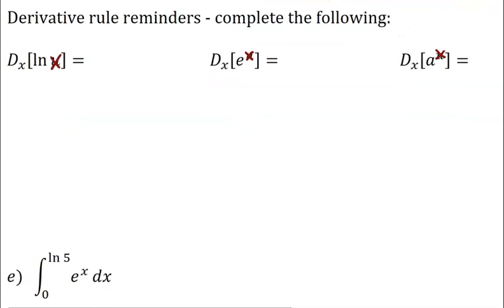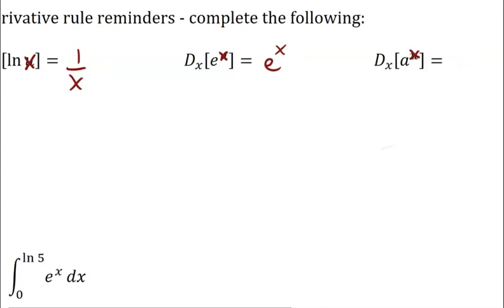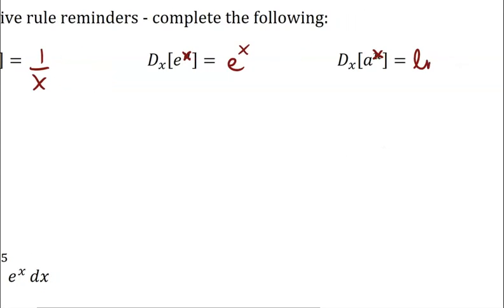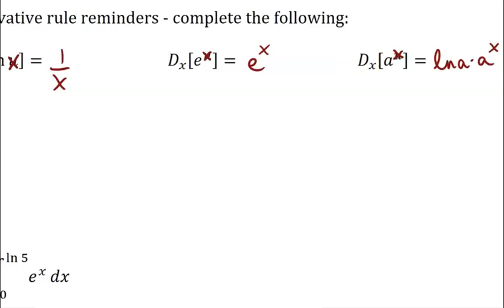All right, so this is just a refresher on the derivative rules, okay? So the derivative of the natural log of x is 1 over x. The derivative of e to the x is e to the x. And the derivative of a to the x is natural log of a times a to the x, okay? The reason I'm rewriting those is because I want to write expressions for their integrals, okay?